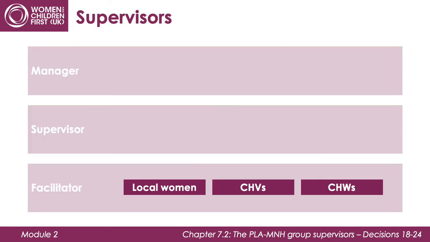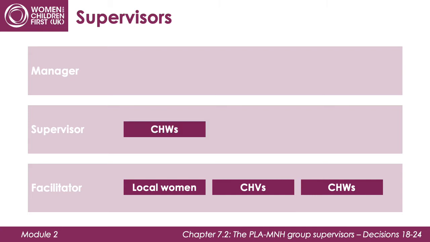Considering this recommendation, let's further build up the common PLA-MNH team organograms that we see in our programs. You may remember from the previous presentation, presentation 7.1, that PLA-MNH group facilitators often come from one of three groups: either local women, or community health volunteers, or CHVs for short, or community health workers, or CHWs for short. Well, PLA-MNH group supervisors are also commonly selected from three groups.